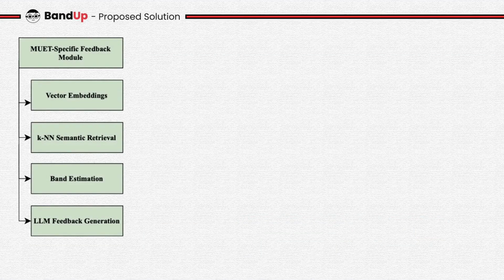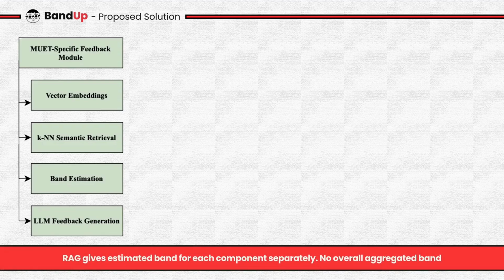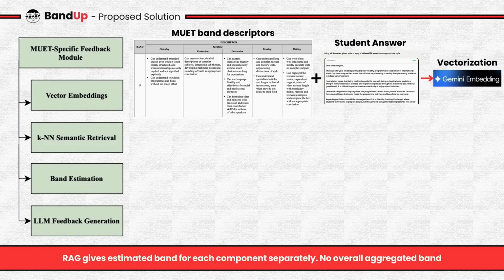The third module is the MUET-specific feedback module. This is the intelligent part of BandUp. Take note that my system only gives an estimated band for each component separately. There is no overall aggregated band. The first feature of this module is vector embeddings. Both the MUET band descriptors, which are taken from the official MUET document, and the student answer are vectorized. They are converted from text to vectors using the Gemini embedding model.